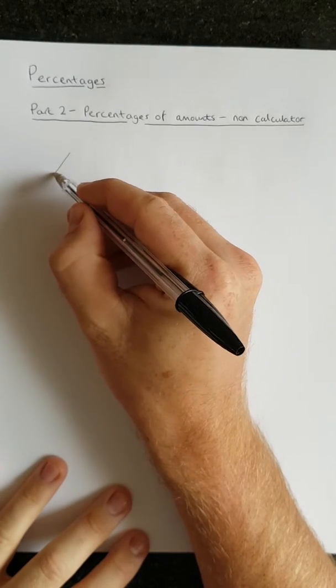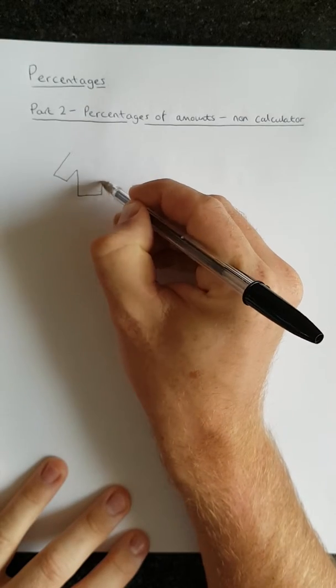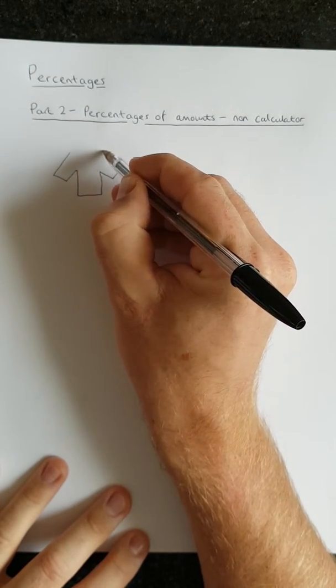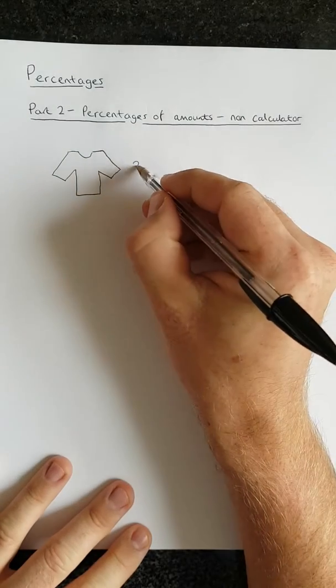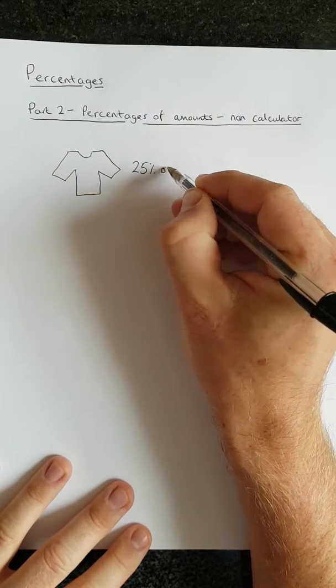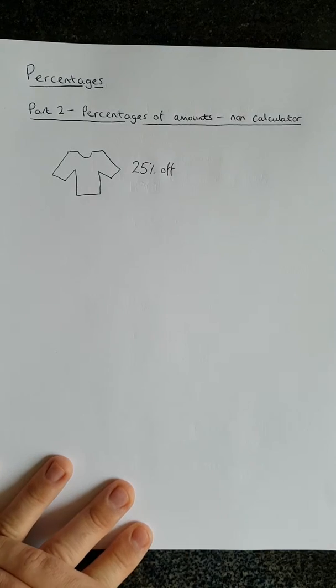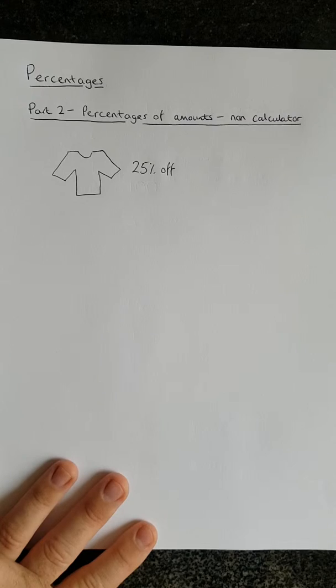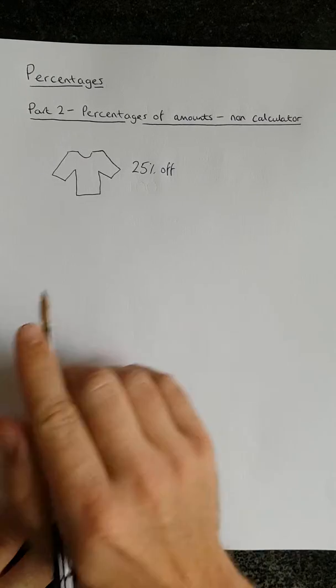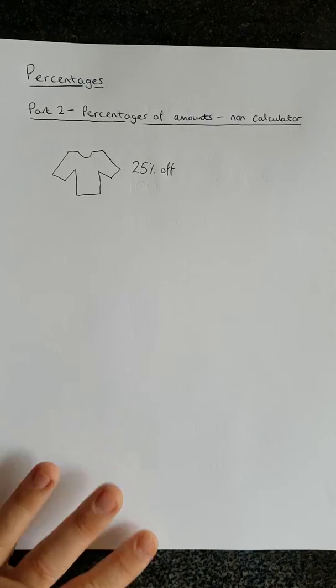So part 2 of percentages, percentages of amounts. And this is what you've faced in the real world often, because you'll go into a shop, you'll look to buy a t-shirt, hopefully more stylish than this one I've drawn here, and you'll see that it is 25% off. And you'll be trying to work out how much you've saved. Now, luckily, in the real world, they tell you how much you save, but it's not a bad idea to be able to work out these kind of percentages yourself.